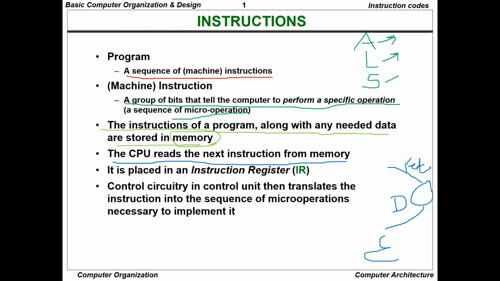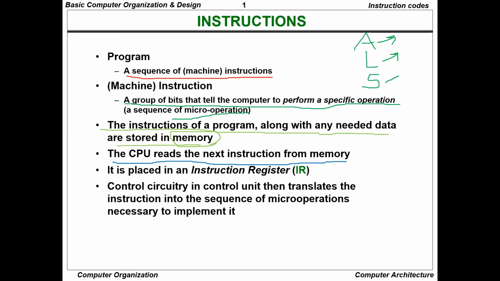The CPU always reads the next instruction from the memory. It is placed in an instruction register. So we have a register here, and we call that register the instruction register. As I said, we have many registers: memory register, memory address register, control address register, PC, program counter. So we have many registers here. Out of them, we have the instruction register.